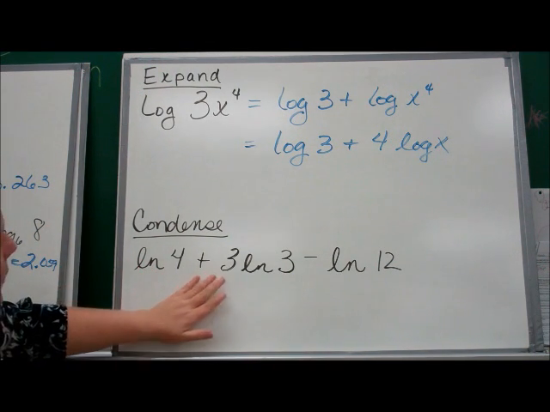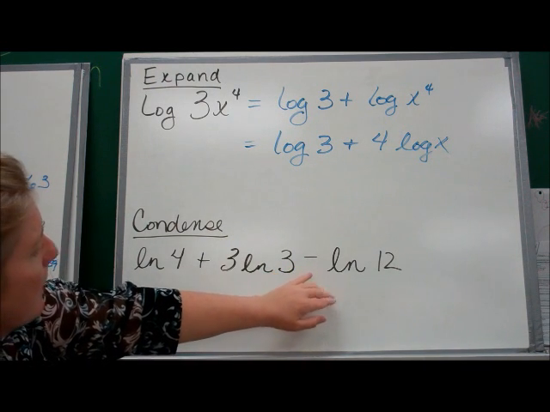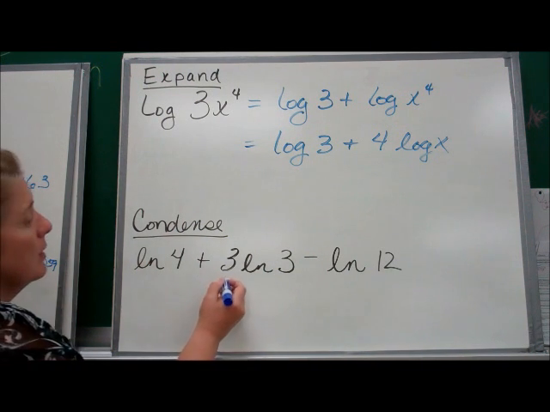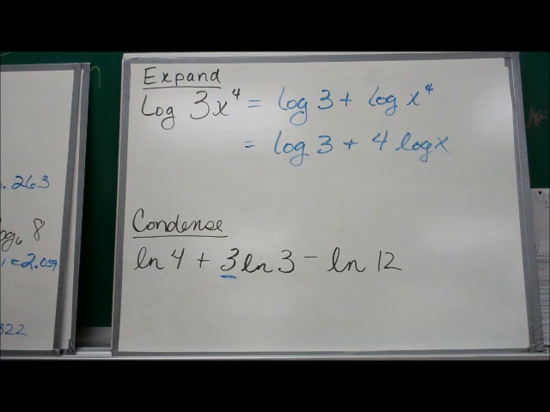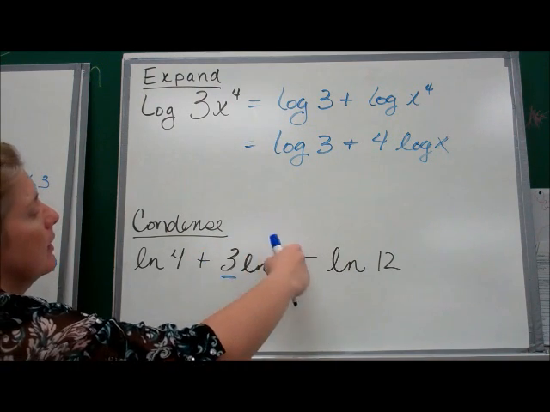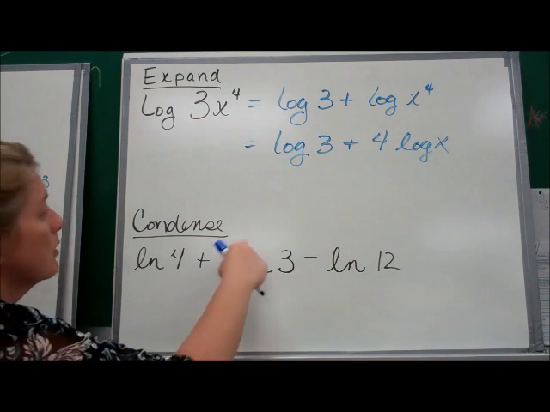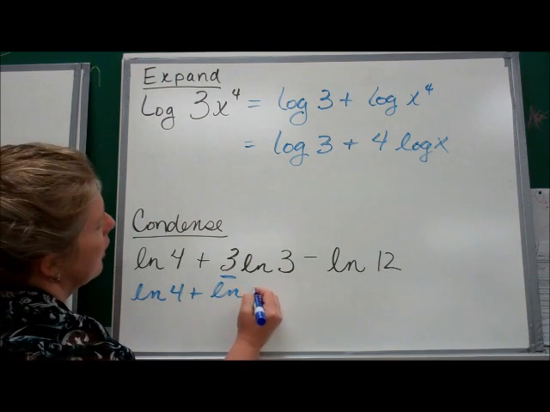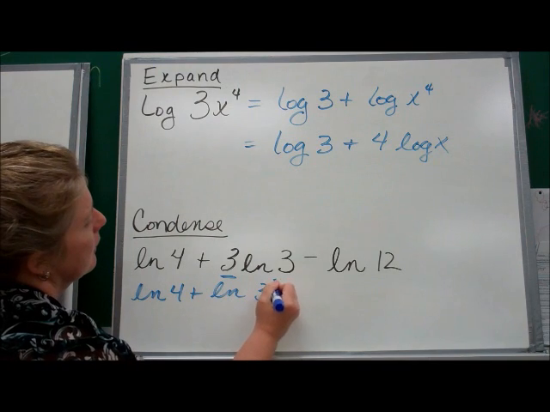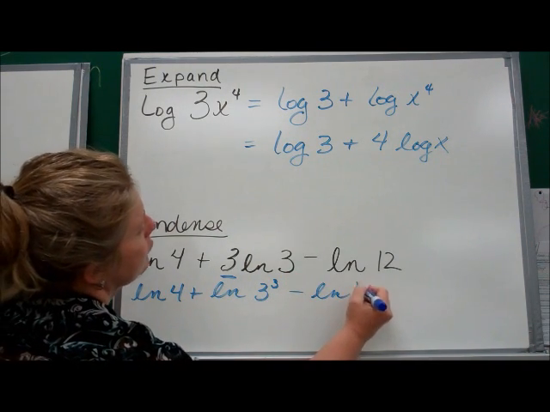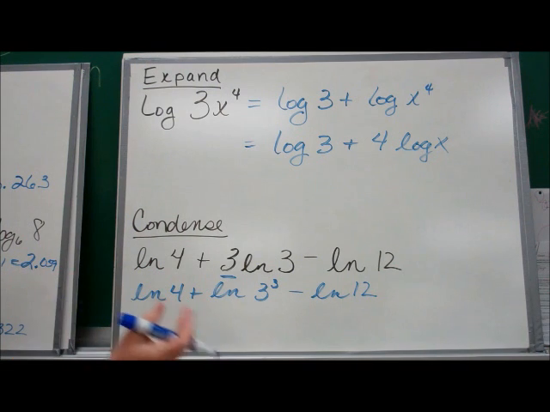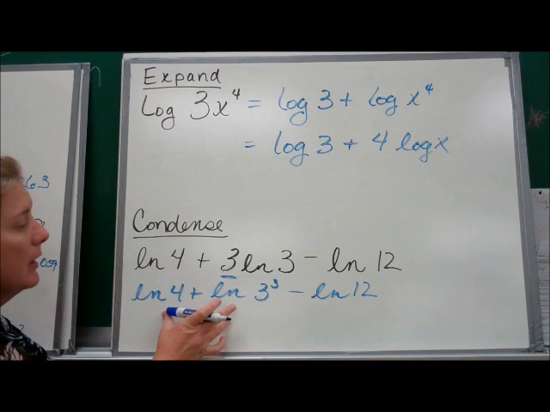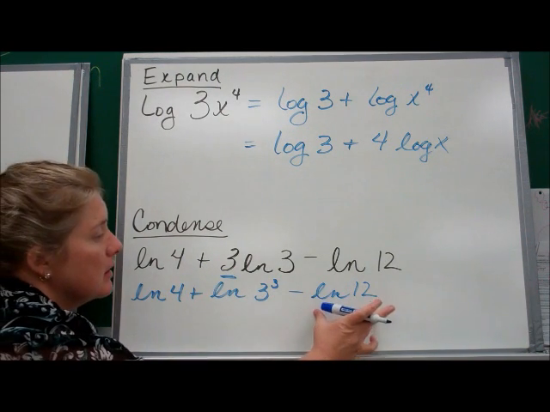The natural log of 4 plus 3 times the natural log of 3 minus the natural log of 12. Okay? The first thing we need to deal with is that right there. We need to take that and make it, it's the reverse of the power property, so we're going to make it the exponent. So it's the natural log of 4 plus the natural log of 3 cubed minus the natural log of 12. Okay, now we work from left to right. This is going to be the product property, and then it's going to be whatever this is divided by that.